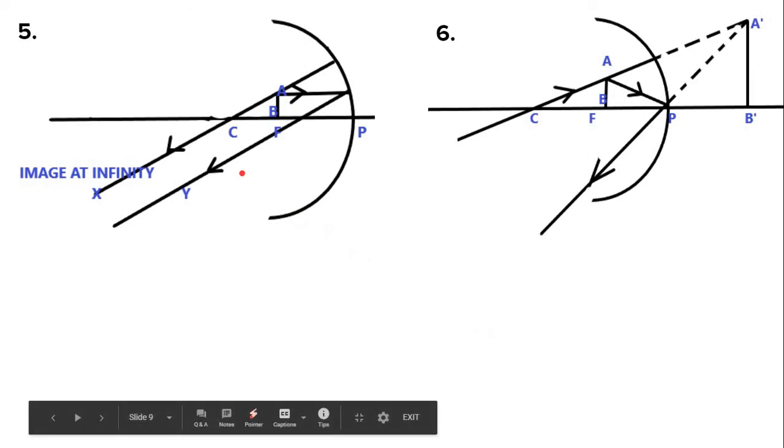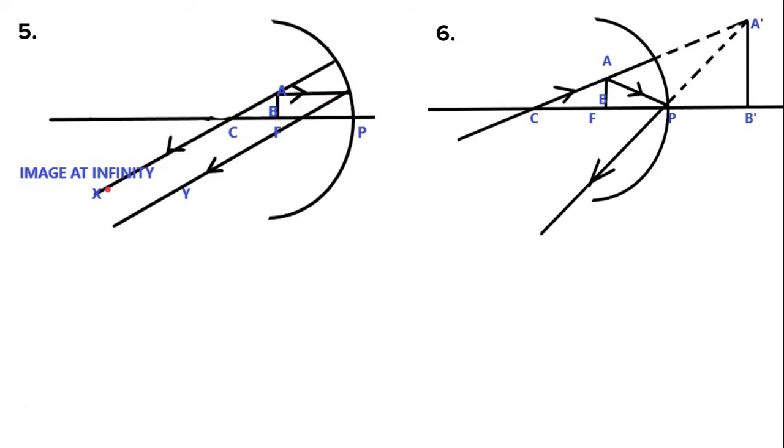In the fifth case, the object is kept at focus, and the image will form at infinity. The image will be highly enlarged, really big, and will be real and inverted.